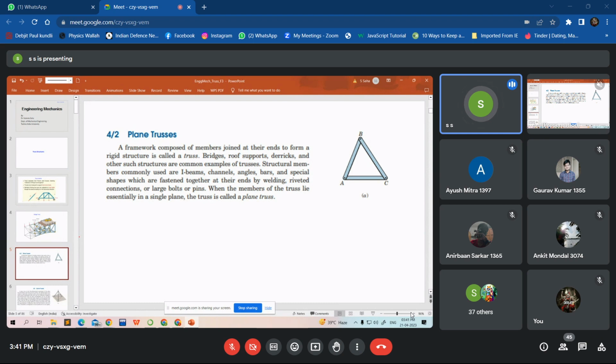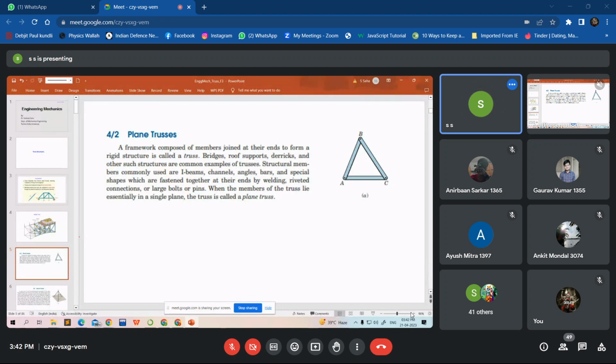A framework composed of members joined at their ends to form a rigid structure. Member AB is joined with member BC at B, which is the end of member AB and the end of member BC. So they are basically connected at the ends. Bridges, roof supports, derricks, and other structures are common examples of trusses. Structural members are commonly I-beams, channels, angles, bars, and special shapes, which are fastened together at their ends by welding, riveted connections, or large pin bolts.